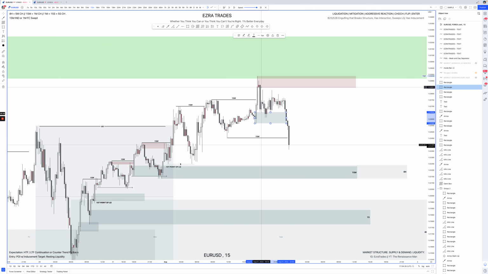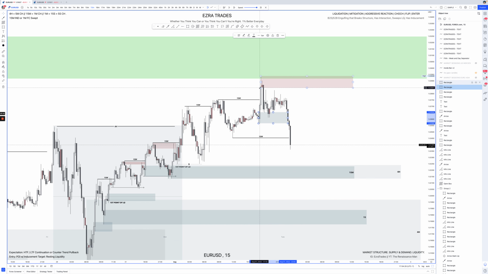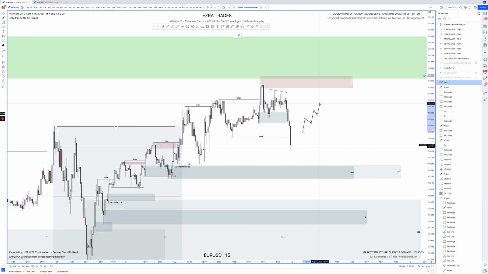All right, so this is the extreme. At this current moment, now that we've broken 15-minute structure, what I do see is that we have some liquidity for sweeping here that we could go ahead and take out. Price could potentially create some engineered liquidity, tap, and then continue to the downside. So that's a possible scenario.